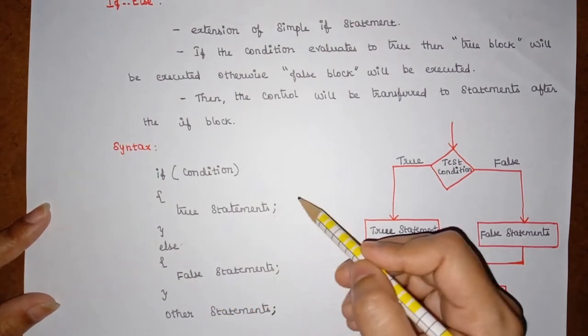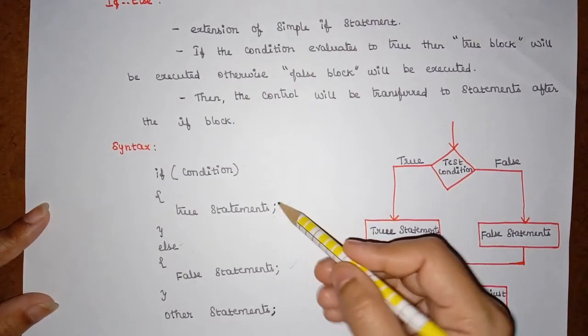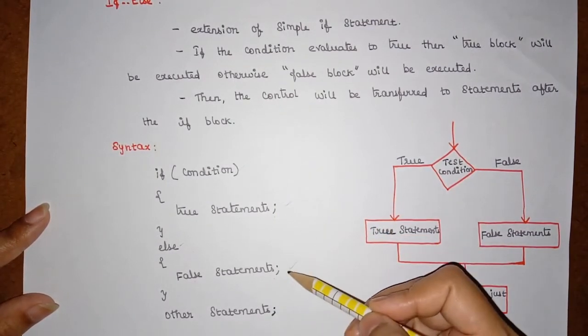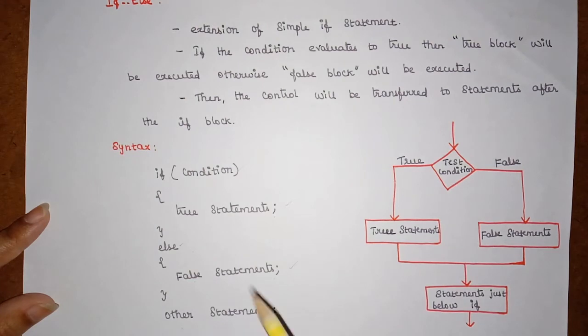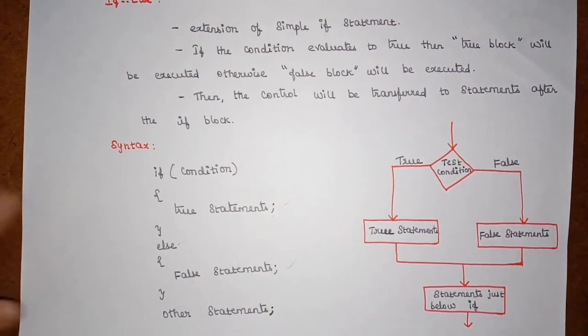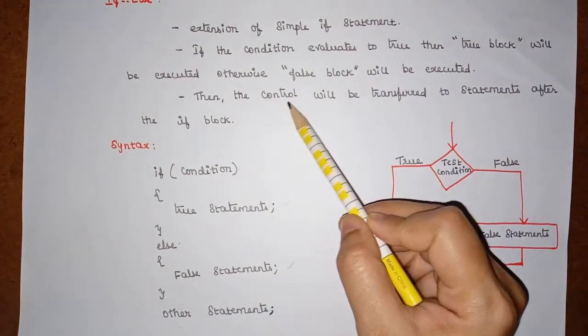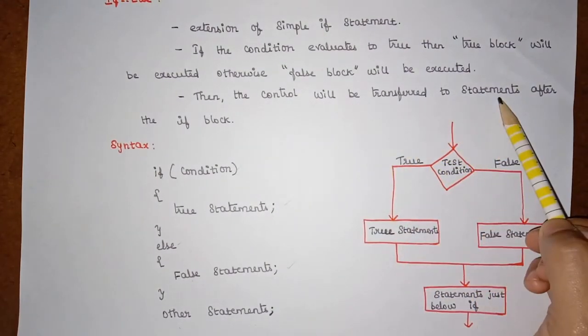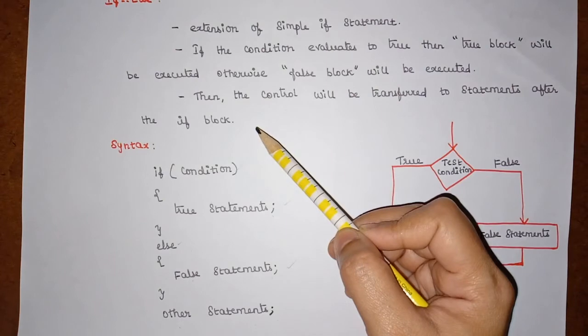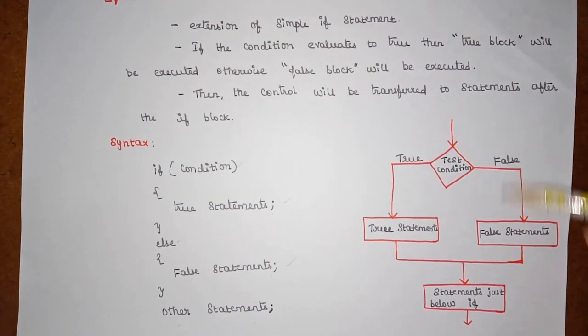Okay, so whether the true statement or the false statement is executed, after completing that, the remaining statements present outside the if block will get executed. That is what is given here: control will be transferred to the statements after the if block. And this is the flow graph.